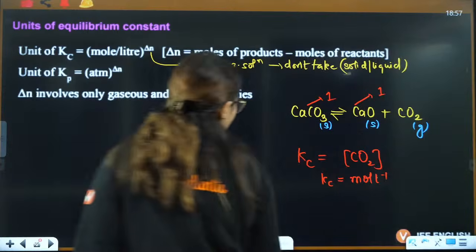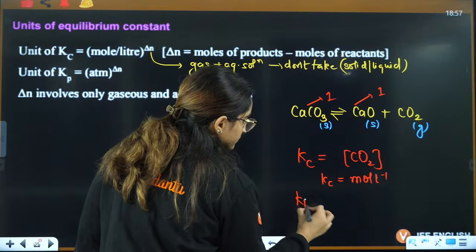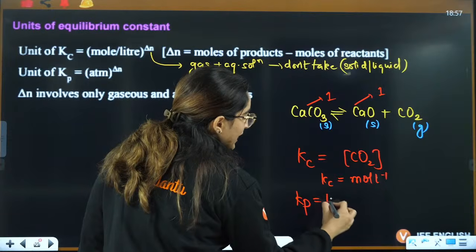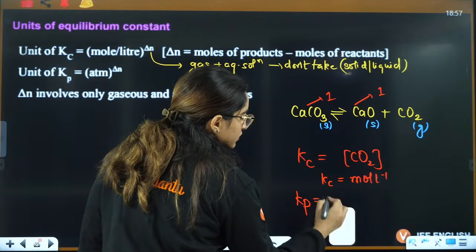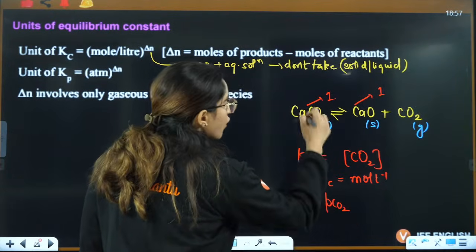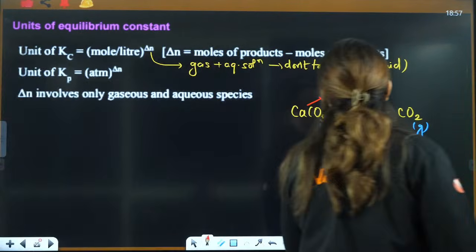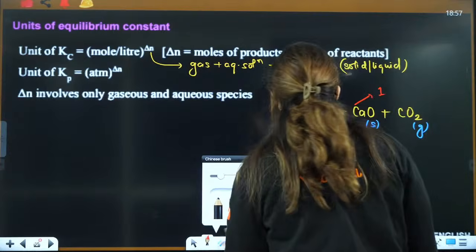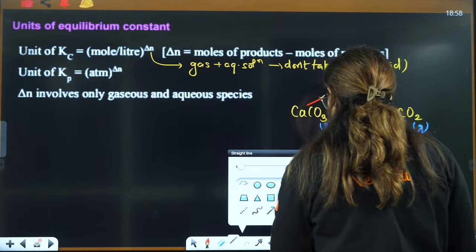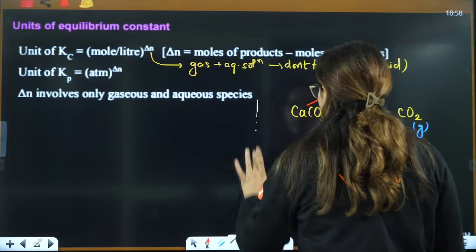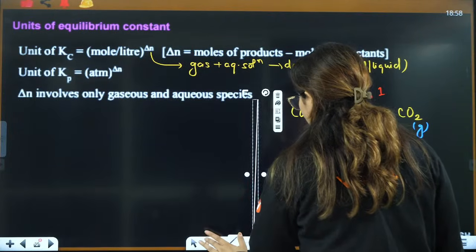Similarly, when you write Kp, you add only the pressure of CO2. That's why it will not have these solid terms. I'll tell you one more example, where you have aqueous species as well.